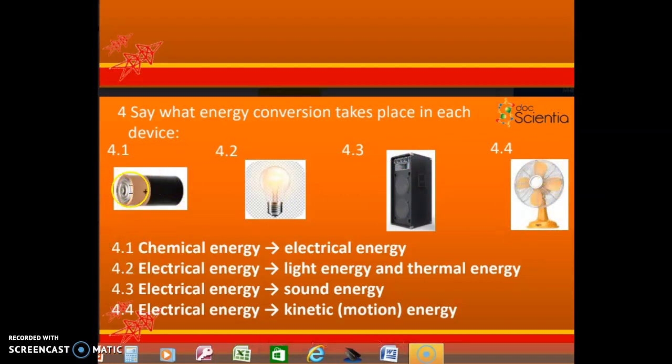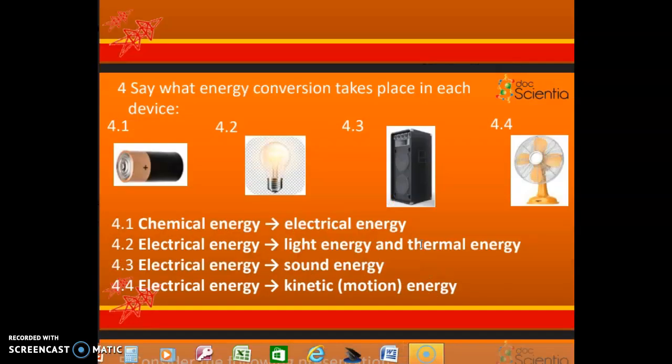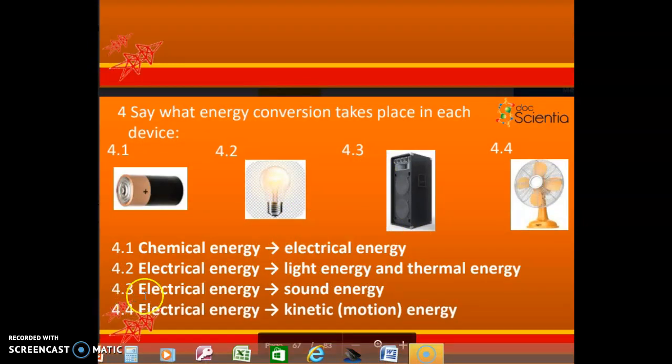So 4.1 for the battery, we have the conversion of chemical energy into electrical energy. 4.2, the light bulb, we have the conversion of electrical energy into light energy and thermal energy, which is heat energy. 4.3, a speaker is electrical energy into sound energy. 4.4, the fan is a conversion of electrical energy into kinetic energy because the blades move.